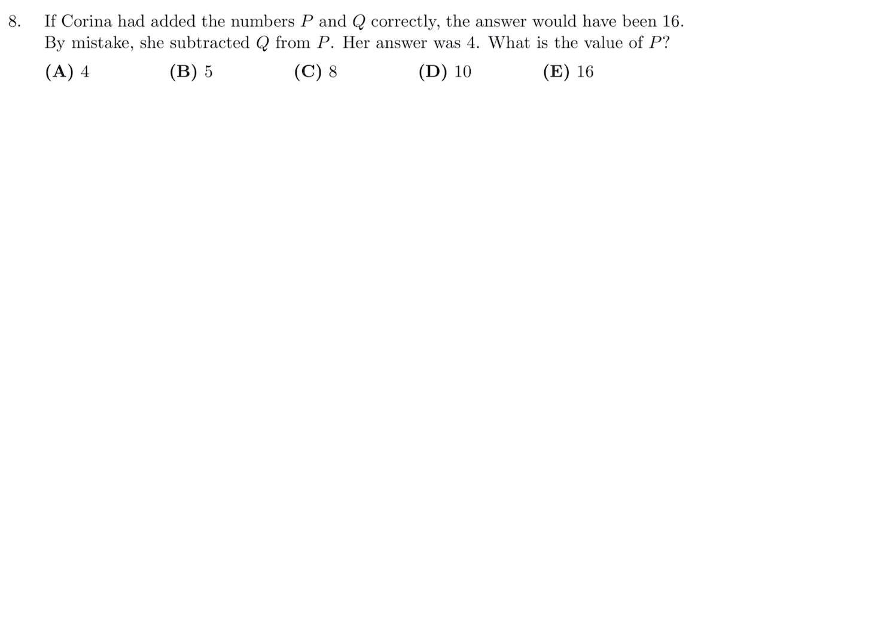If Karina had added the numbers p and q correctly, the answer would have been 16. By mistake, she subtracted q from p. Her answer was 4. What is the value of p? P plus q is giving her an answer of 16. But if she does p minus q, it gives her an answer of 4. So this is the system of equations we have to solve.